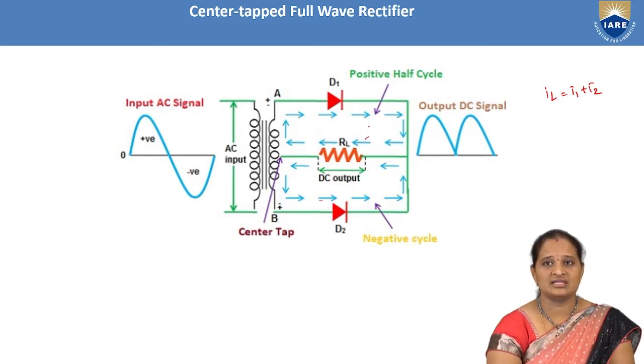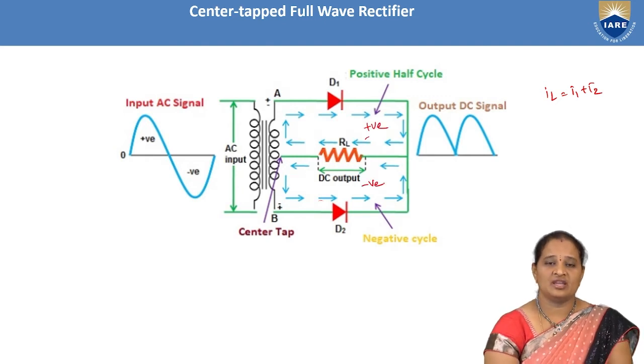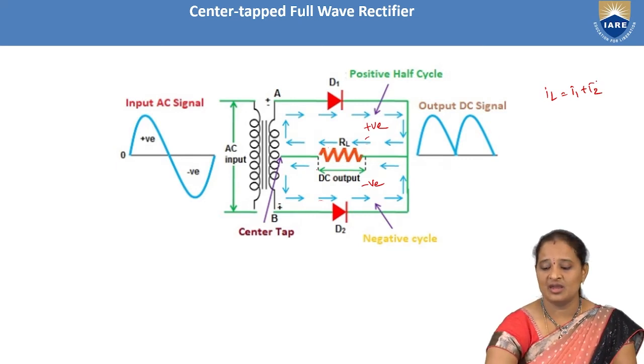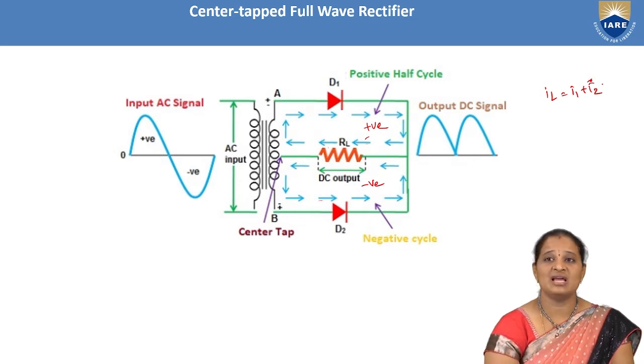So this is during the positive half cycle and this is during the negative half cycle. In both the cases, the current through the load resistor is in the same direction. Here the current is flowing from this side to this side, and in this case also the current is flowing from this side to this side. That means the current flowing through the load resistor during both half cycles is in the same direction, and hence IL can be considered as I1 plus I2.